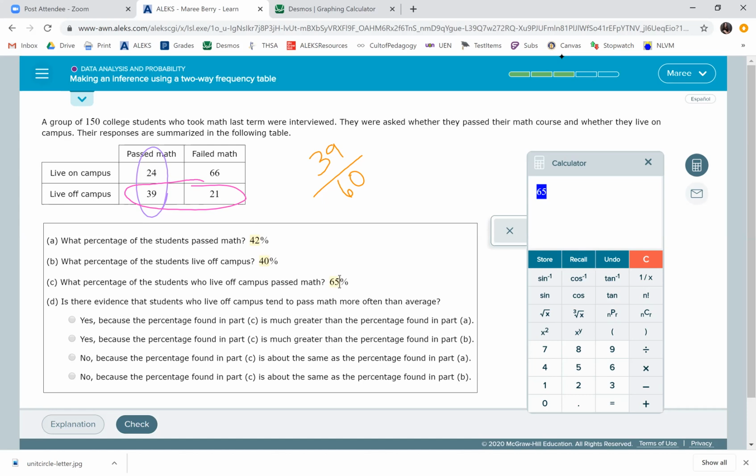Is there evidence that students who live off campus tend to pass math more often than the average? So we have to find the pass rate for all students, which is 42%. That's the average. And if they live off campus, they pass it 65% of the time. So yes, because C is much greater than A.